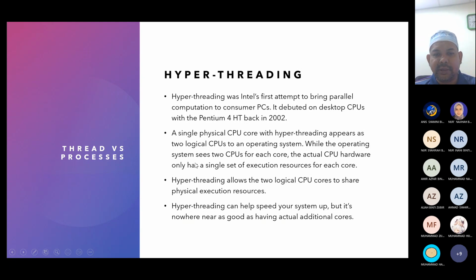While the operating system sees two CPUs, the actual CPU hardware only has a single set of execution resources for each core. So hyperthreading allows the two logical CPU cores to share physical execution resources. Hyperthreading can help speed your system up, but it is nowhere near as good as having an actual additional core.